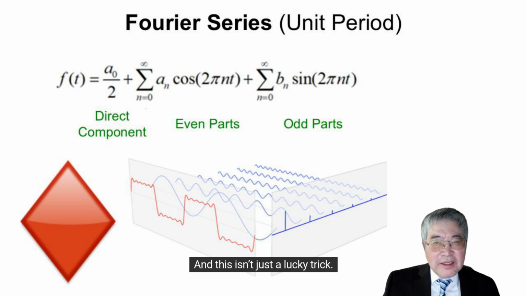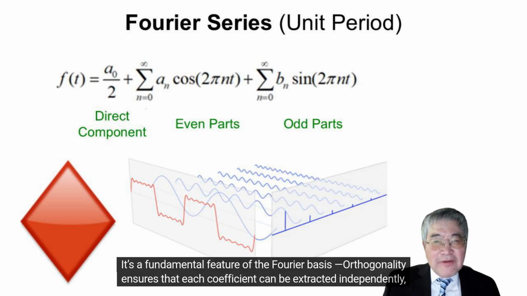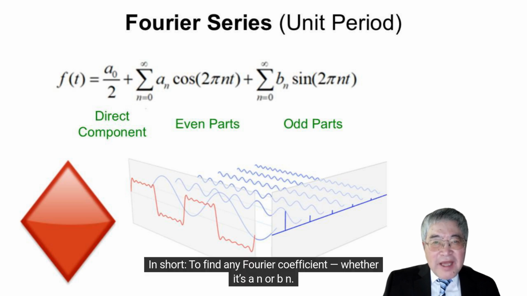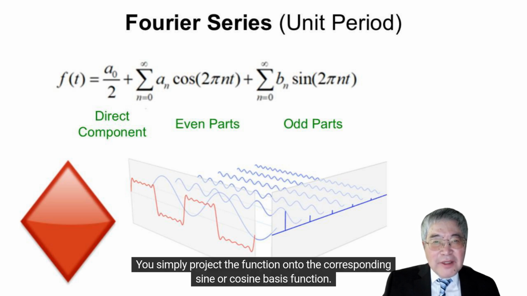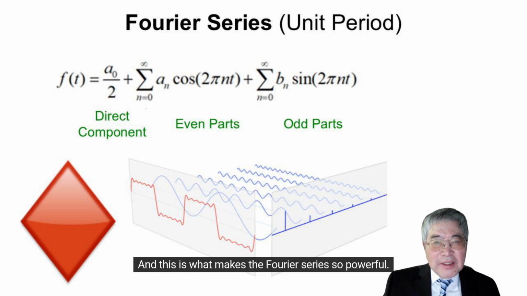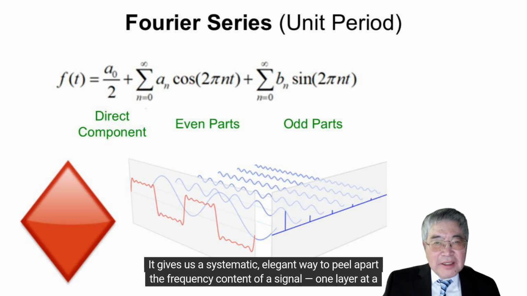And this isn't just a lucky trick. It's a fundamental feature of the Fourier basis. Orthogonality ensures that each coefficient can be extracted independently, with no interference from the others. In short, to find any Fourier coefficient, whether it's an or bn, you simply project the function onto the corresponding sine or cosine basis function. That's it. And this is what makes the Fourier series so powerful. It gives us a systematic, elegant way to peel apart the frequency content of a signal, one layer at a time.